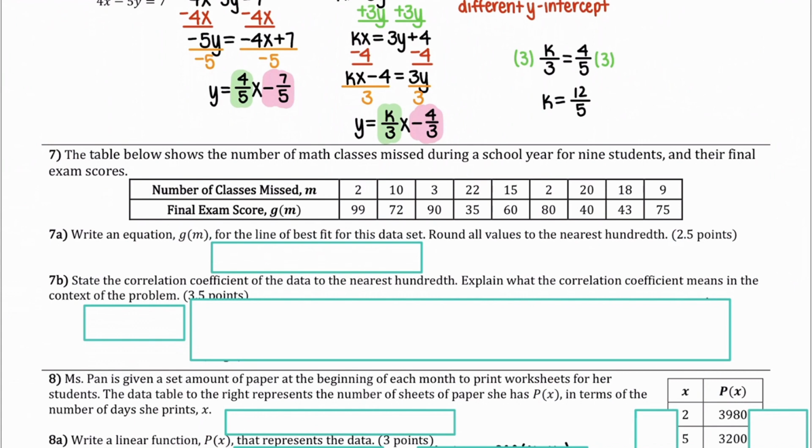So sometimes the questions won't explicitly say find the equation of the linear regression, and sometimes they might just say find the line of best fit. Either way, we know that we have to do linear regression. And once again, in this case, we have to follow what the question says. We have to write g of m instead of y, and instead of x, we write m, because those are the variables given to us.